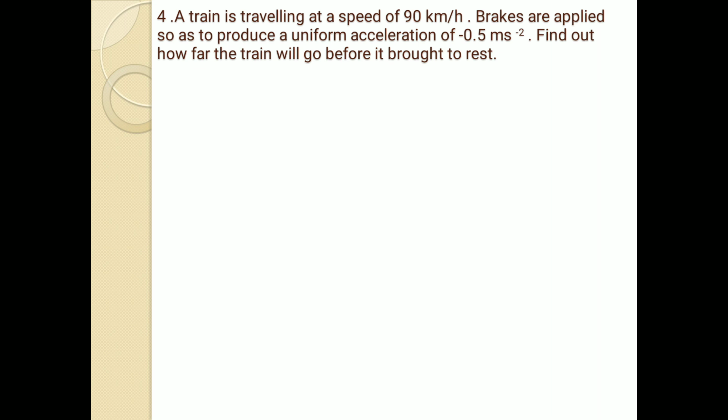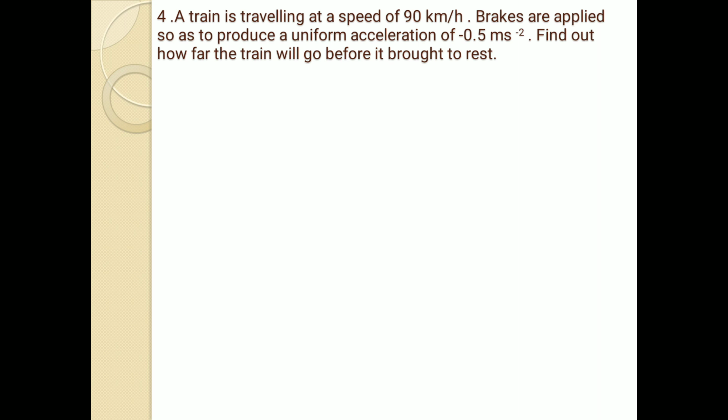it comes to rest with the acceleration of minus 0.5 meter per second square. Sometimes they won't give the minus sign, so you have to consider it as a minus sign. Okay, you should consider, because brakes are applied means obviously the object should come to rest. That should be negative acceleration. Is it clear? So we need to find out the distance traveled by the train before coming to rest.